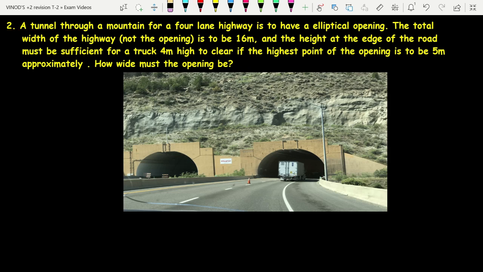Exercise 5.5, problem number 2. A tunnel through a mountain for a 4-lane highway is to have an elliptical opening. So, for the left side tunnel, there will be 2 lanes. On the right side tunnel, you have 2 lanes. So, totally 4-lane highway, which is an elliptical opening. This is the elliptical opening.